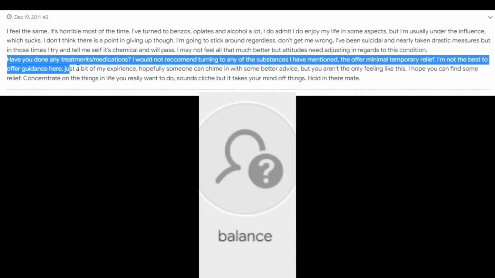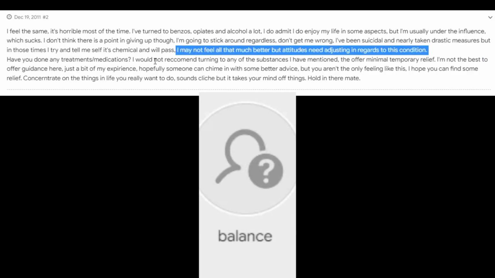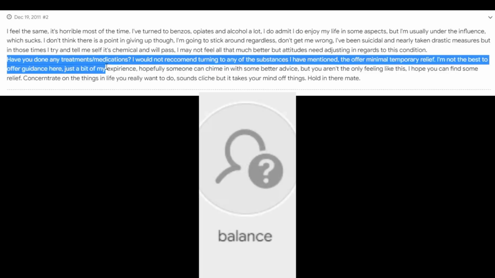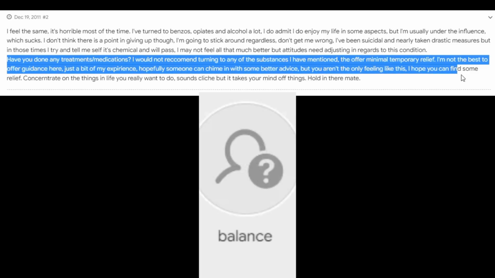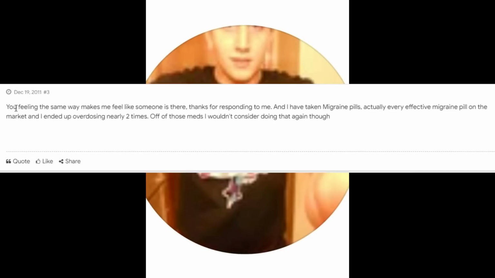Have you ever done any treatments, medications? I would not recommend turning to any substances I have mentioned. They offer minimal temporary relief. I'm not the best to offer guidance here, just a bit of my experience. Hopefully someone can chime in with some better advice, but you aren't the only one feeling like this. I hope you can find some relief. Concentrate on things in life you really do want to do. Sounds cliche, but it takes your mind off things. Hold in there, mate. Bryan says, you are feeling the same way.